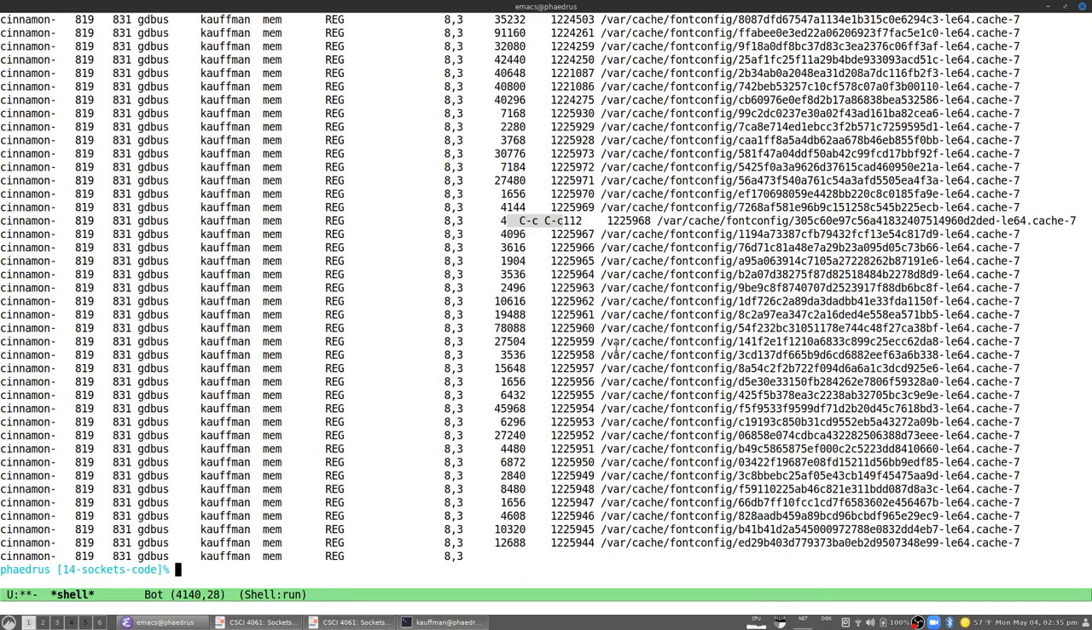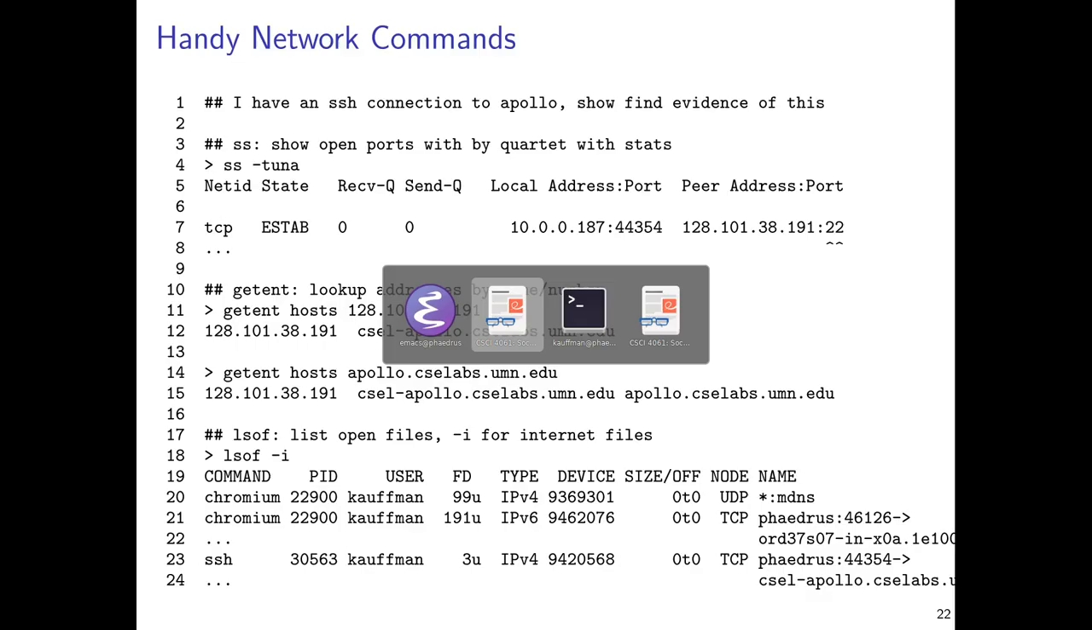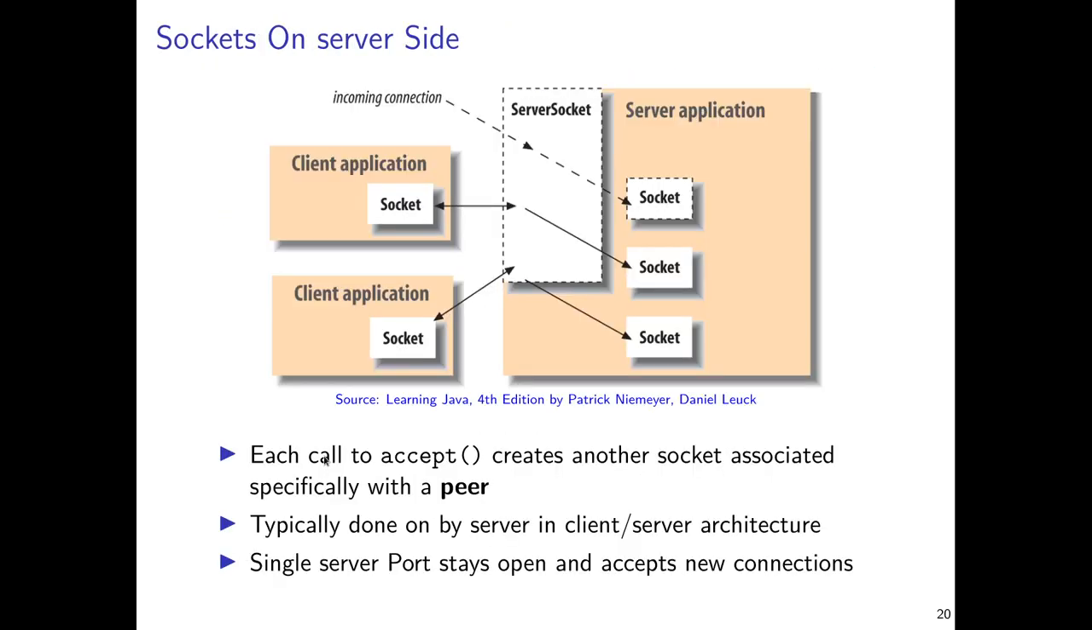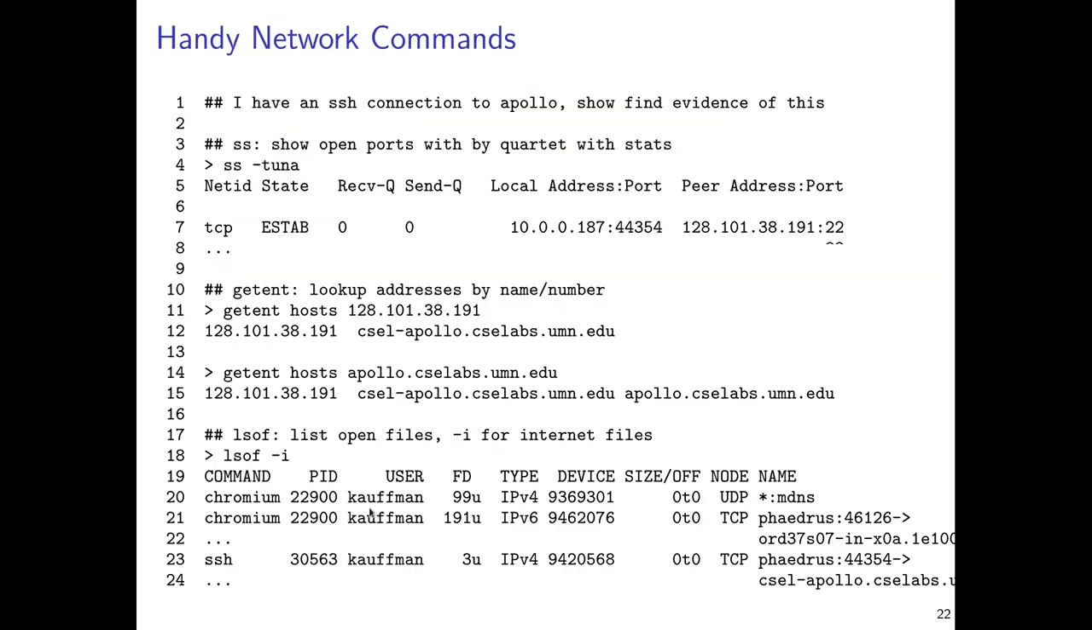You can see there are quite a lot of them because we're down now to line 4,000 some here. And not all of these have anything to do with network programming. But by passing in this dash i option, you can limit the outputs here to network only or internet related files, which tend to be ports and sockets that are open.